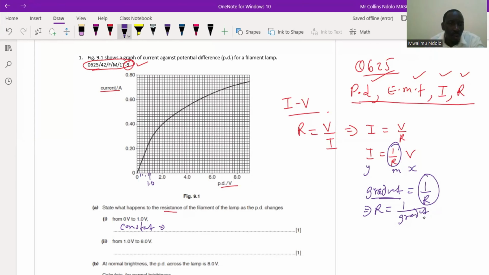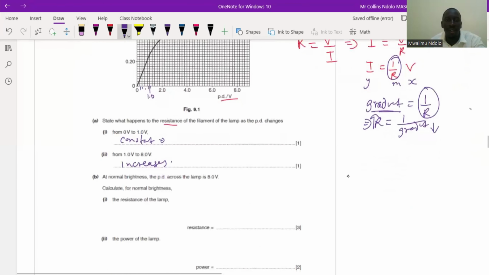But if you look between 1 and 8, you ask yourself, what is happening to the gradient? The gradient is decreasing. And how do we know that? Because you can see the line is becoming less steep. When the graph is becoming less steep, it means the gradient is decreasing. And if the gradient is decreasing, then we expect the resistance to be increasing. So the resistance increases between those points, and that is according to the relationship.